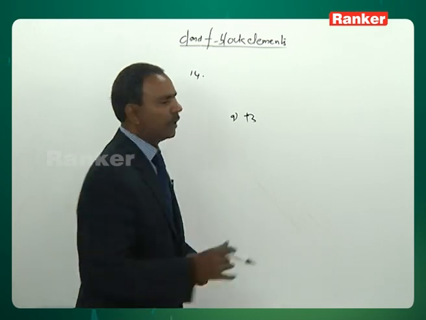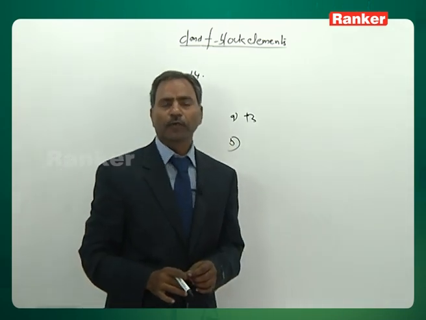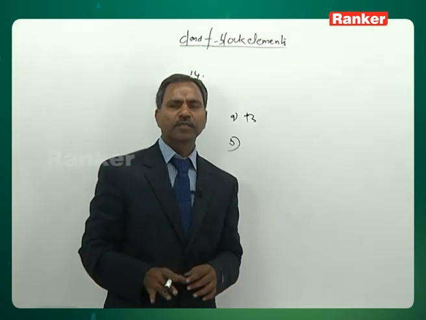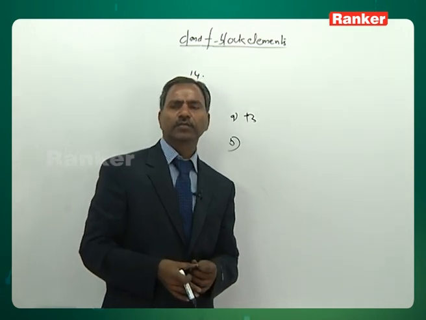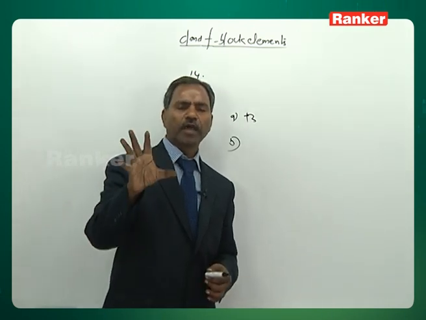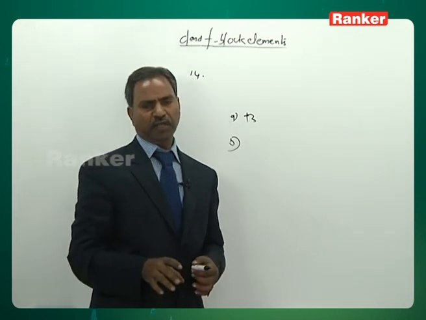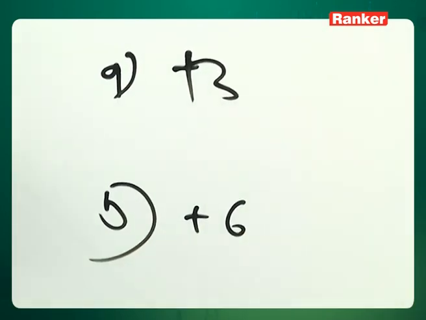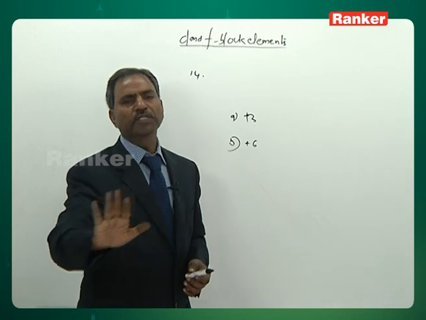Coming to option B, VO3. VO3 means vanadium is plus 6. The maximum oxidation number of vanadium is only plus 5 because its electronic configuration is d3s2. It can lose a total of 5 electrons, so it can reach a maximum oxidation number of plus 5. But in VO3 it is plus 6. No. For vanadium, plus 6 oxidation number is not possible at all.